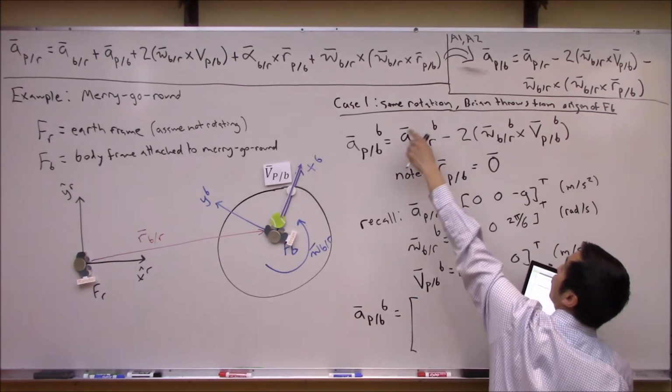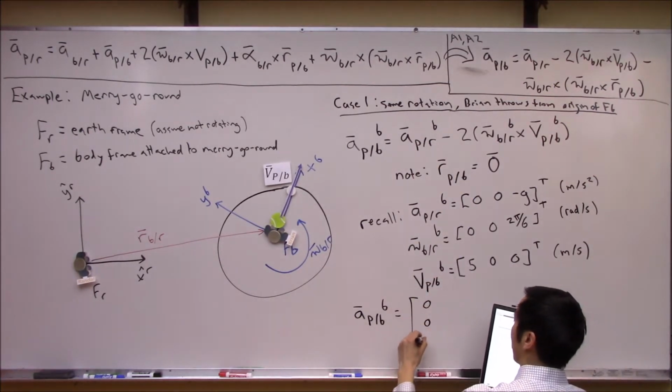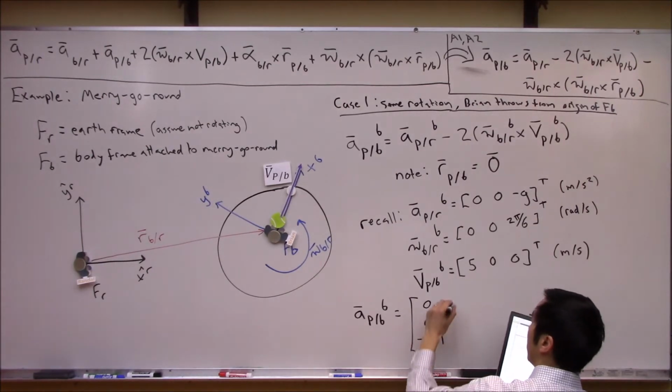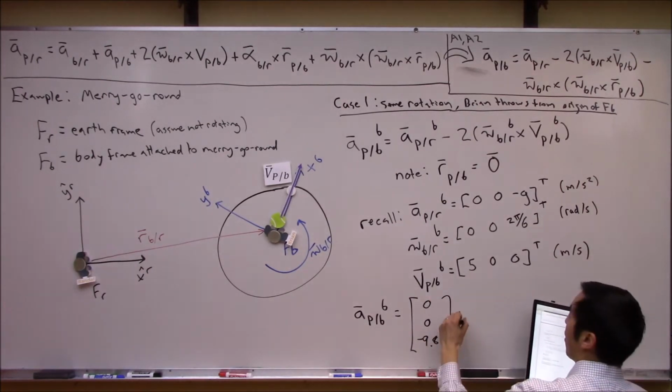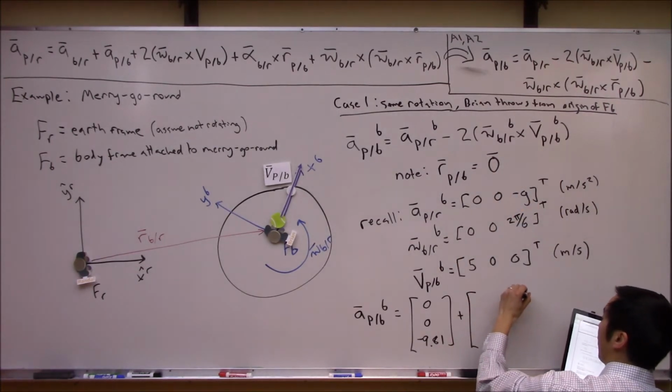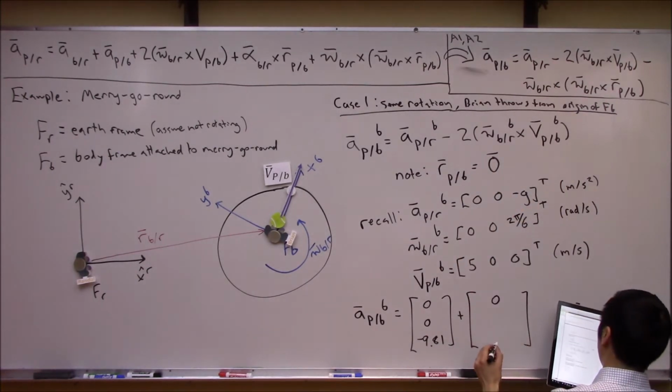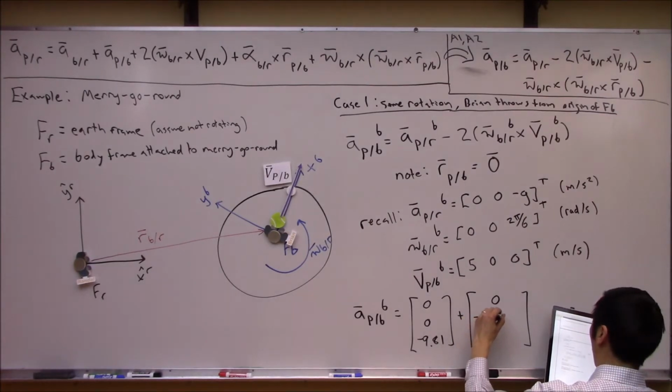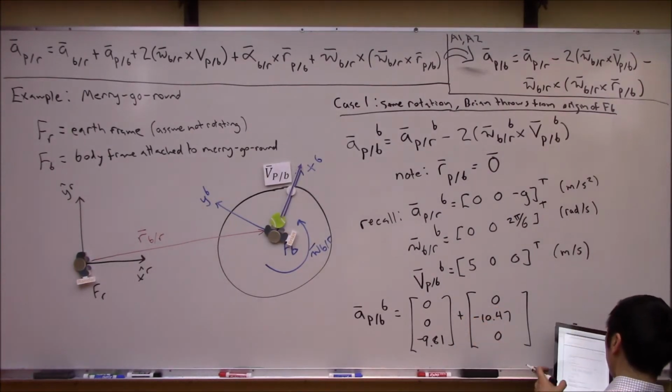Here's the g term, here's gravity, right? So you're going to have 0, 0, basically minus 9.81 meters per second squared. And then the Coriolis term, this actually comes out to be something very much not 0 here. You get 0, minus 10.470, right?